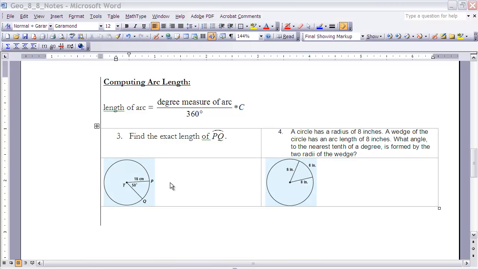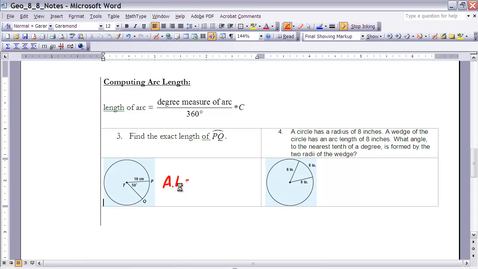So let's take a look here at example 3. It says find the exact length of arc PQ. Well, to do that, I'm going to use the formula that I had above. The arc length is equal to the measure of the angle, which is 50 over 360 times the circumference. And I know the circumference is pi times the diameter, or 2 times pi times the radius. So I'm going to say times 2 times pi times, in this case, the radius, 18. If I multiply that together, I will have the arc length for this particular one.